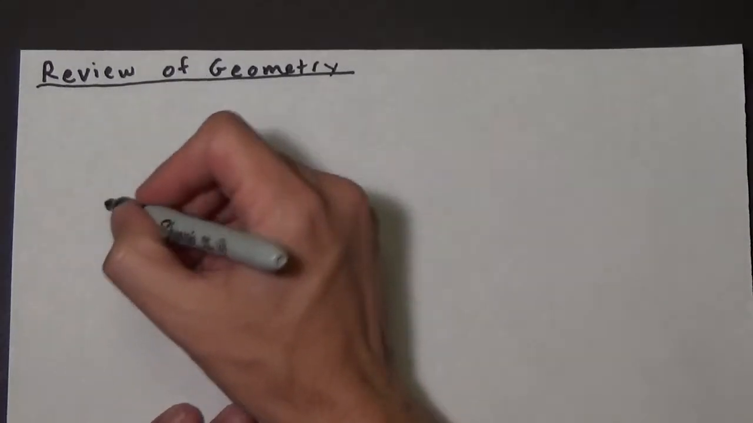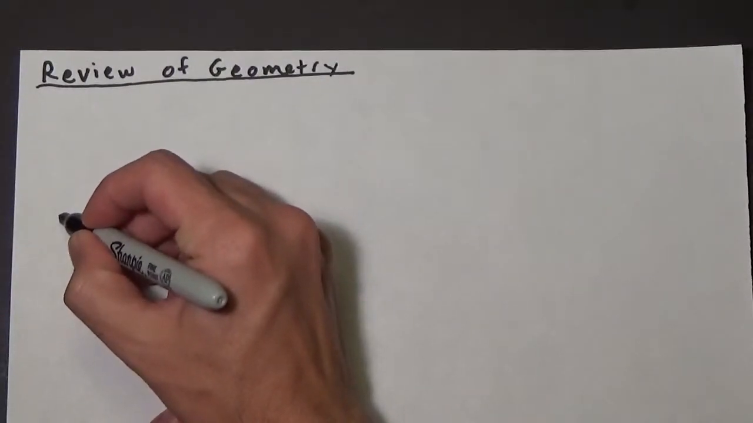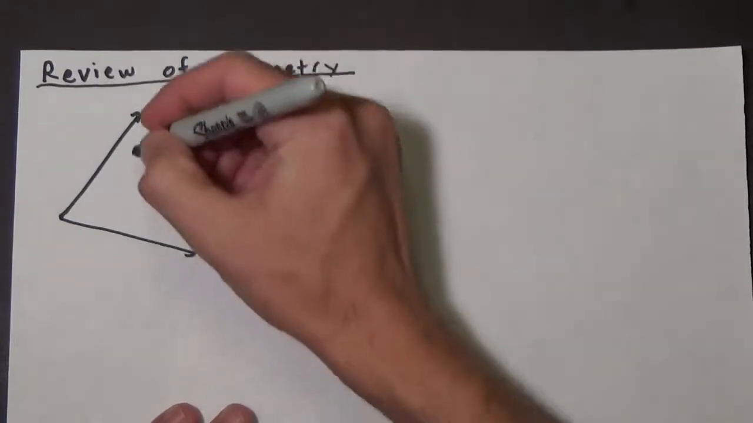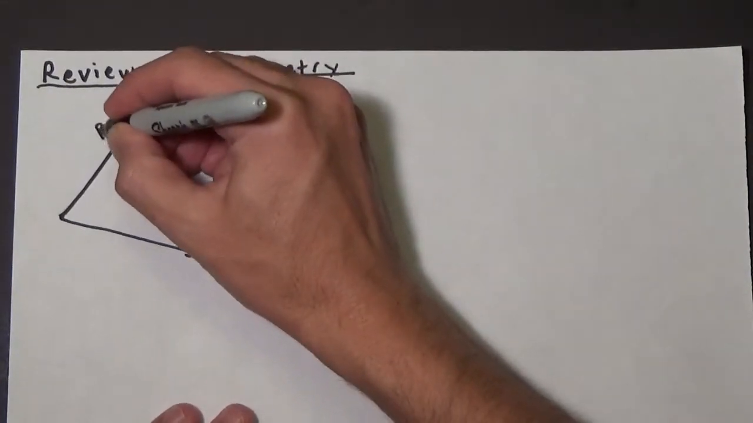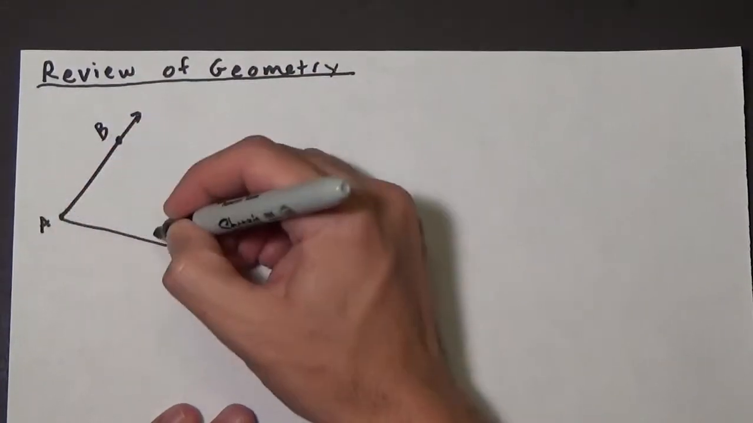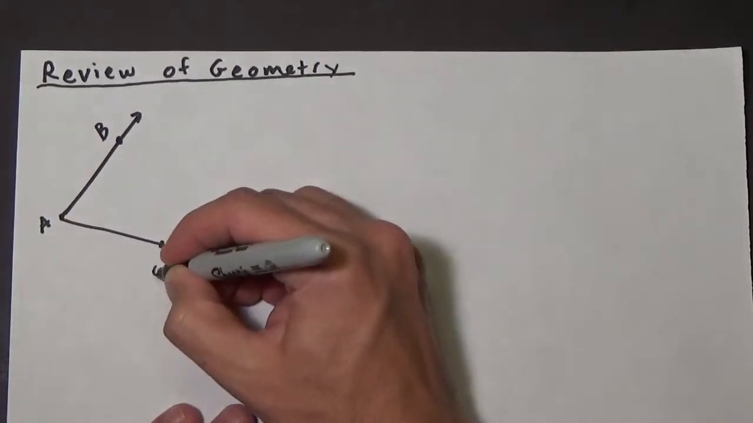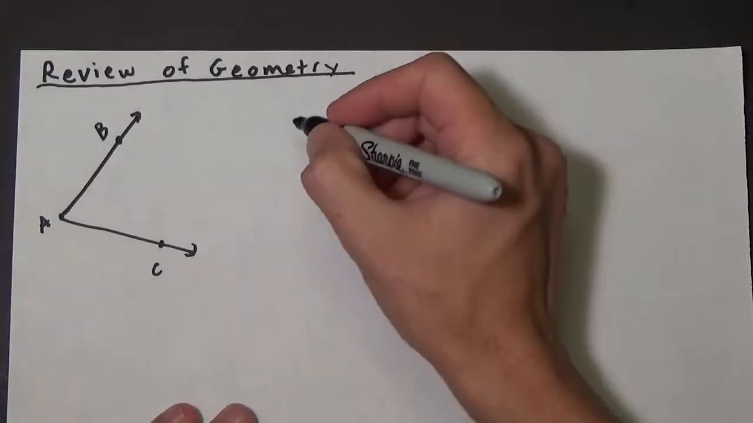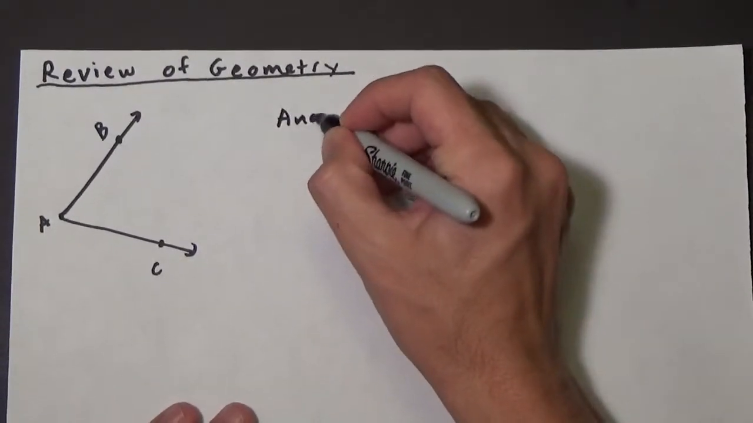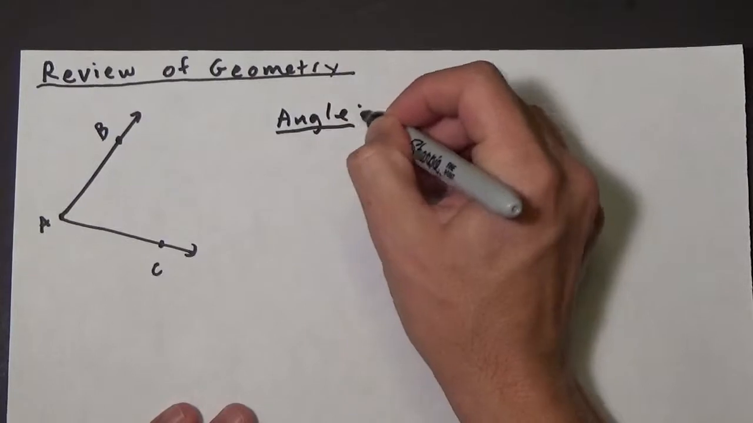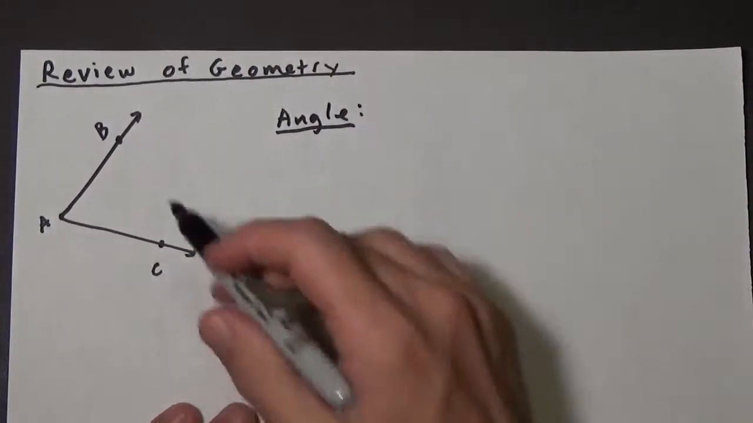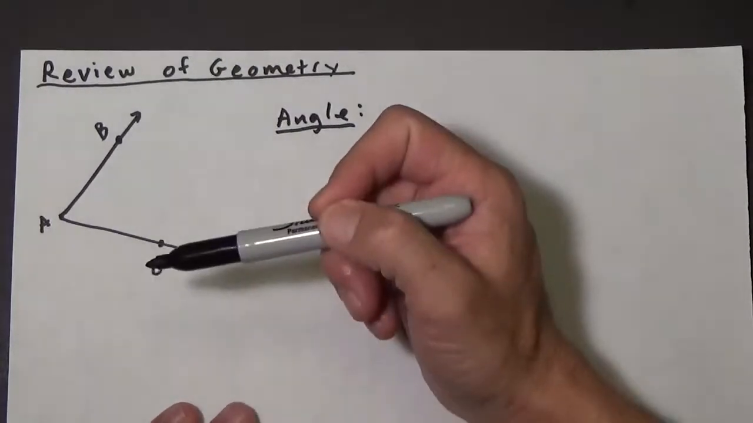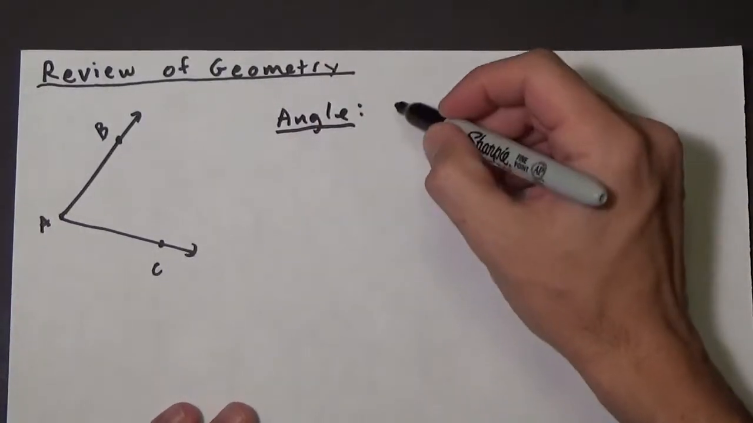Alright, so let's start with this. Here we have an angle. And the definition of an angle is two rays that share a common endpoint.